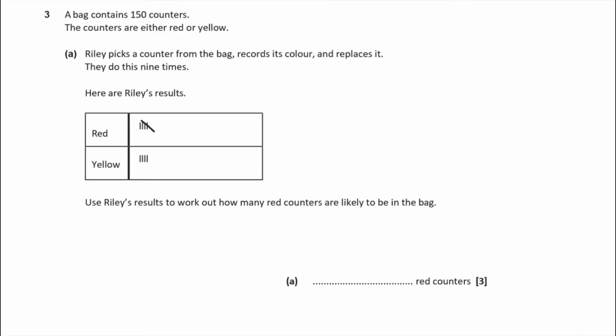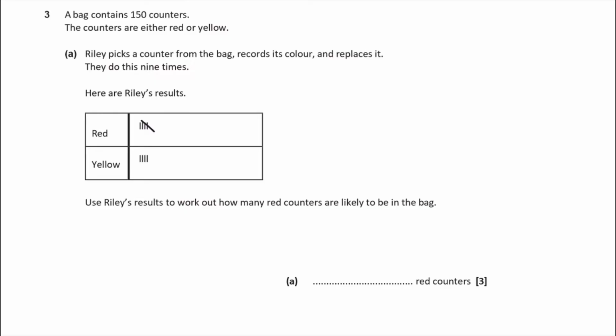Question 3. A bag contains 150 counters. The counters are either red or yellow. Riley picks a counter from the bag, records its colour and replaces it. Here are Riley's results. So it's got 5 red and 4 yellow on those tallies. Use Riley's results to work out how many red counters are likely to be in the bag. Okay, so he's got 150 counters in the bag, and out of 9 draws, he's got 5 red.